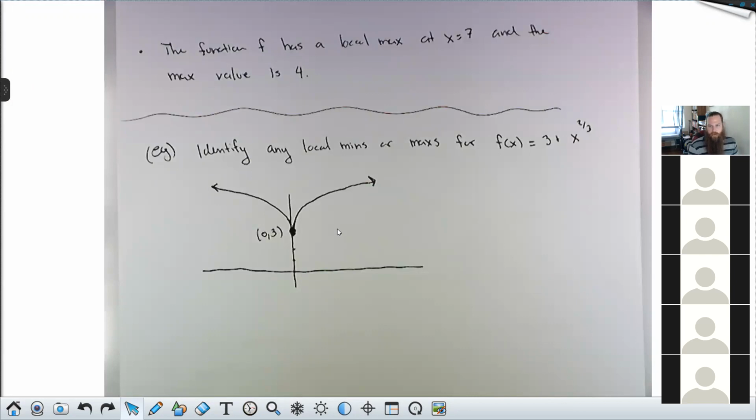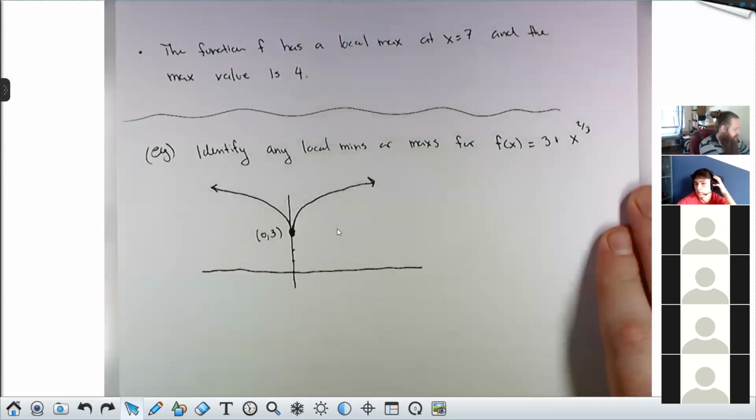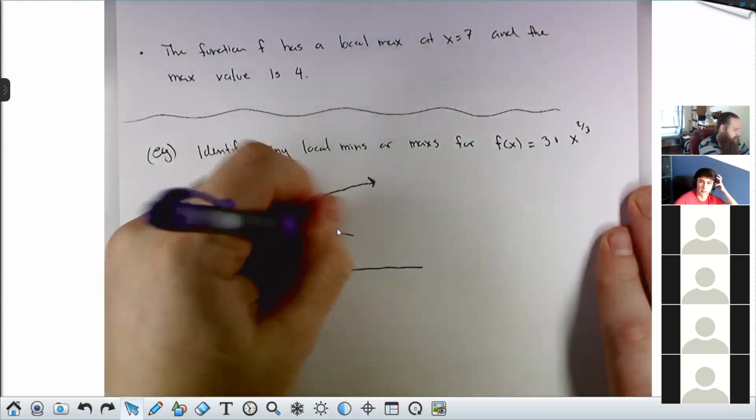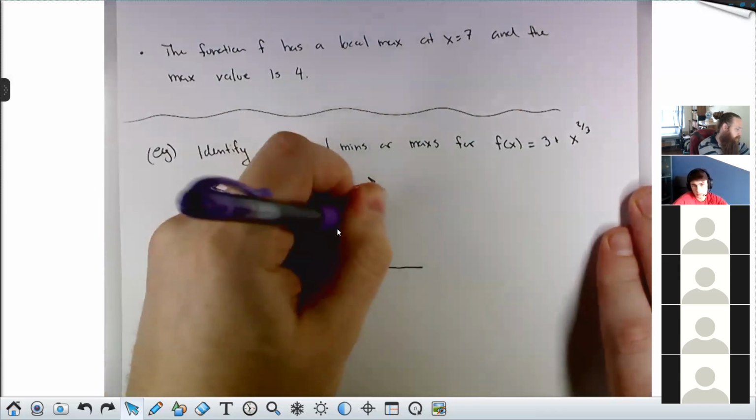Do I have any mins or maxes? You have a minimum or a min. Yeah, very good. Yeah, there's a local min. Where is the local min? At 3. Careful. At 0. Oh, at 0. Yeah. Very good. Yeah. So there's a local min here.